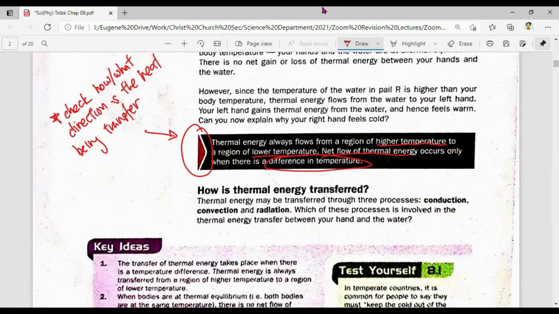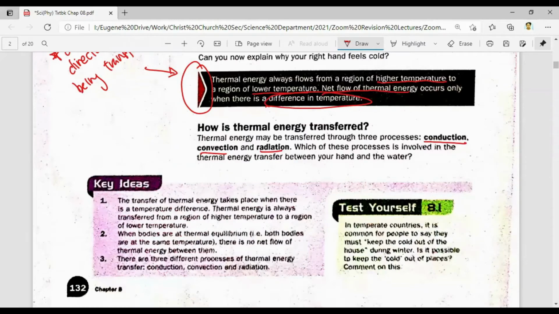The direction that the heat is flowing: where does it start from, where does it go to? Then you will be able to apply subsequently conduction, convection, or radiation. Which of these methods is the one that is working? So this is the first part here, a really key concept: thermal energy always flows from a region of higher temperature to lower temperature. So you must always decipher where the energy flows.